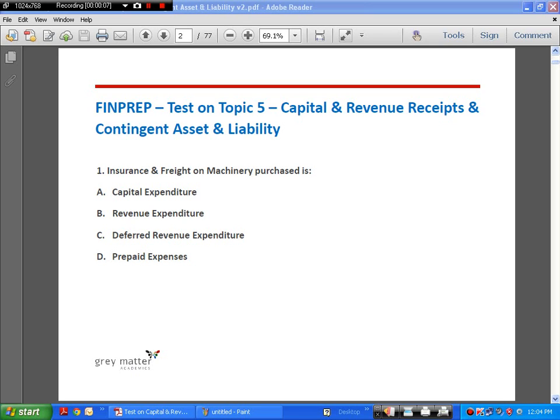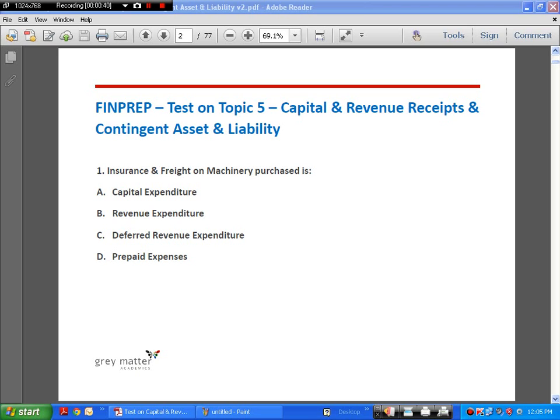This review session is on the topics capital and revenue receipts and expenditure, and contingent assets and liabilities. Before I start reviewing the questions, I'll give you a brief about these topics. We'll start with an introduction on capital and revenue expenditure, and why it is important to distinguish between capital expenditure and revenue expenditure.